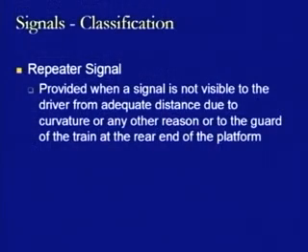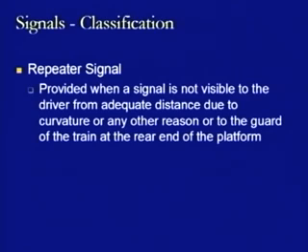The repeater signal is provided when a signal is not visible to the driver from adequate distance due to curvature or any other reason, or to the guard of the train at the rear end of the platform. That is the problem which is there if a train is standing on any platform, and because of the curvature provided within the platform, the driver is not in a position to see the main home signal, this starter signal.